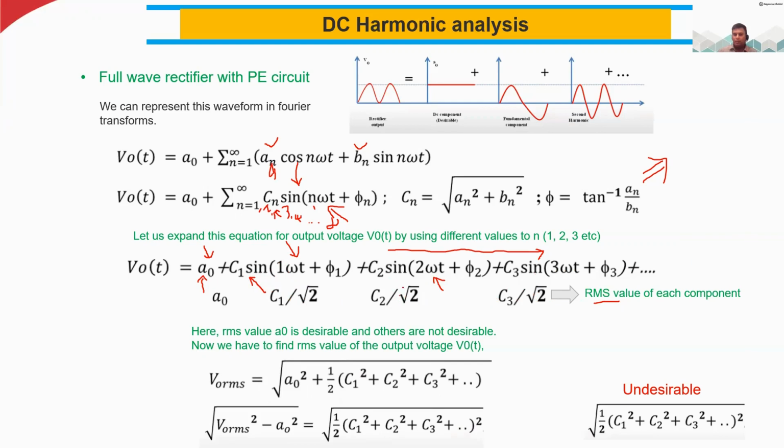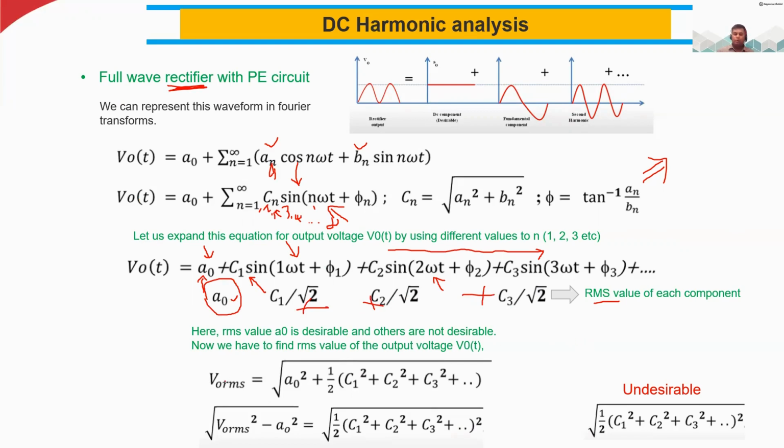So we have a square root here. Remember this, that's why we call this the root mean square value. Okay. So the RMS value A0 is the desirable one because this is an AC to DC converter, and the others are not desirable. We want only this A0, and we do not want this, we do not want this, we do not want this.